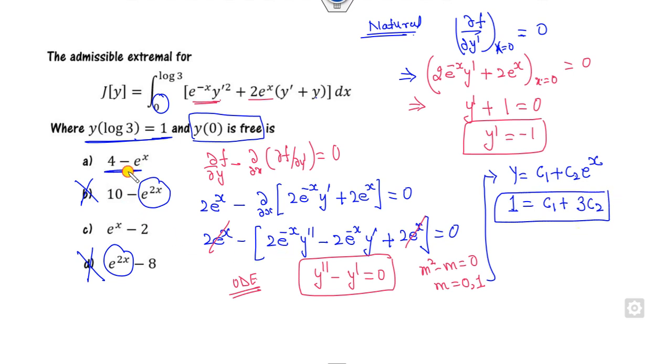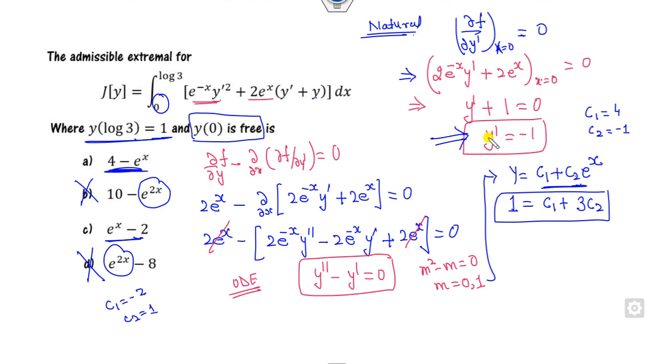Now if I compare this equation with the options, what is my C1? That's a constant. C2 is minus 1. Is it satisfied? 4 minus 3 is 1, satisfied. If you look at the other option, C1 will be minus 2 and C2 will be 1. Is it satisfied? Yes, it's again satisfied. So none of the options cancel out.